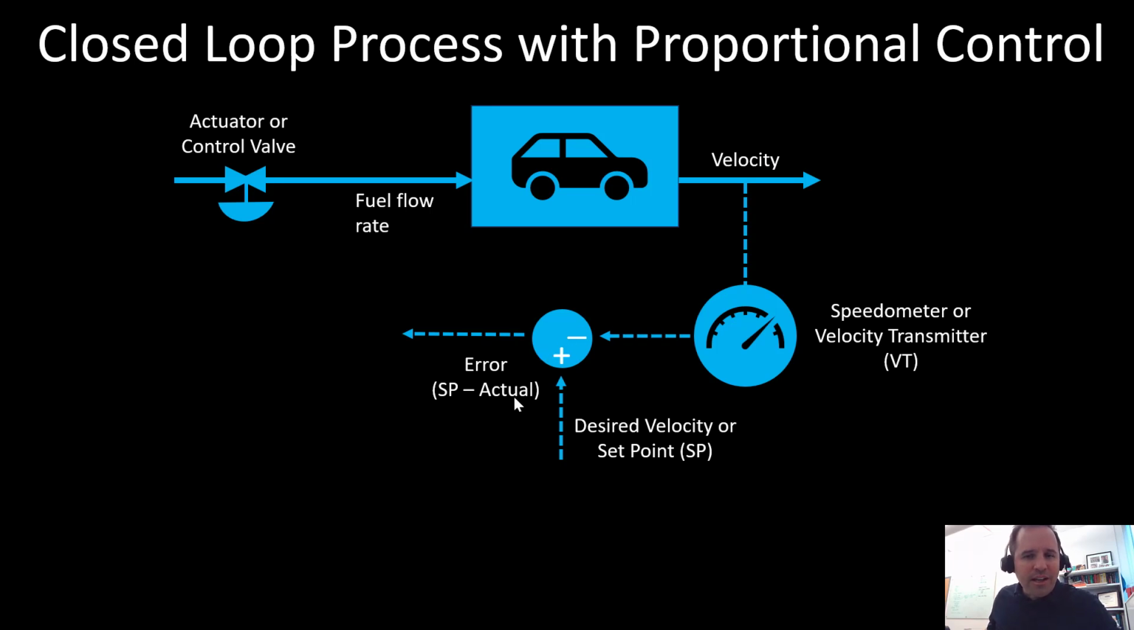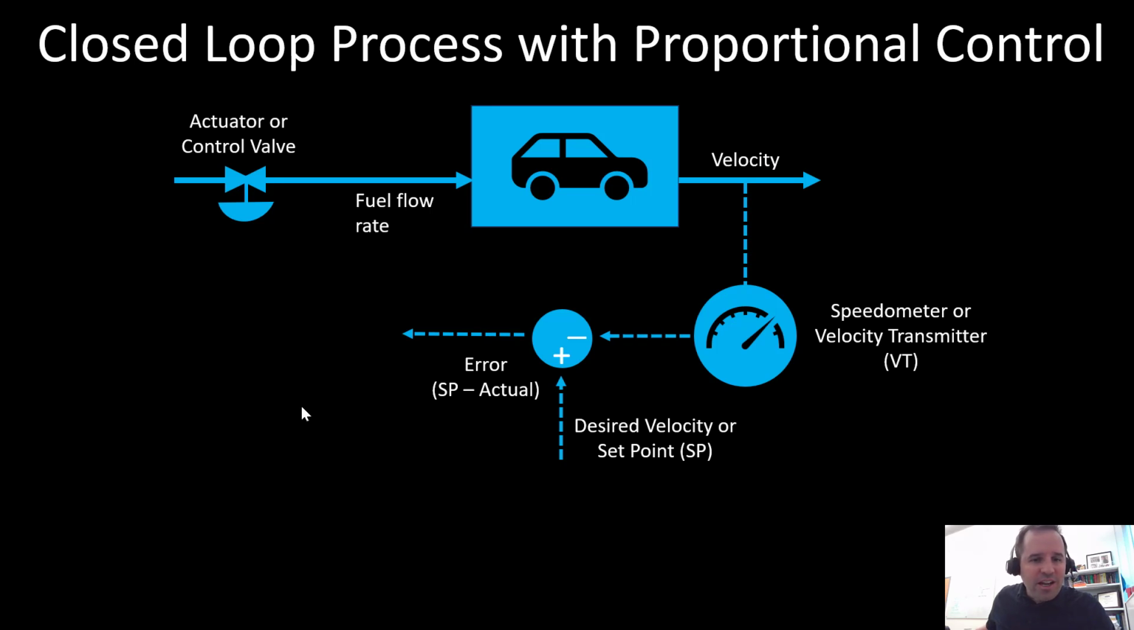This block is an adder, or it takes the summation or the difference between two different signals. In this case, we would take our desired velocity and subtract off the actual velocity. That would give us this error calculation. So that's what this signal would be, the error between our set point and the actual measured velocity. To do proportional only control, we could take that error, which would have units in this example of miles per hour, and we could say, depending on the miles per hour that our car is going, we want to change our fuel flow rate by a certain number of gallons per hour.